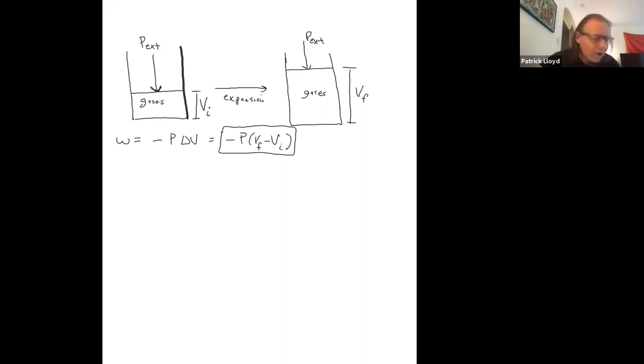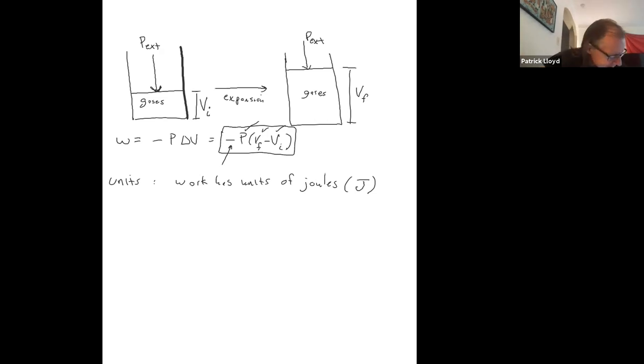Very simple formula. All you need to know are these two volumes, the initial and final, and the external pressure. Just don't forget to put that negative sign in there. Now, there is an issue with units. Typically work has units of joules, and the abbreviation for joule is a capital J, okay?